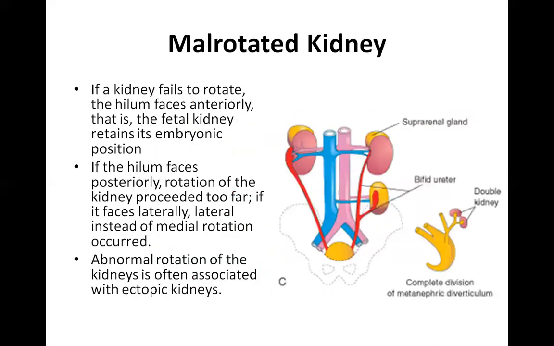Then there is a malrotated kidney. When the kidney fails to undergo normal 90-degree medial rotation, then apart from the ascent, there may be a malrotated kidney as well. If it does not rotate 90 degrees medially, it might rotate 90 degrees laterally also. Such a condition is known as malrotated kidney. Abnormal rotation of the kidney is often associated with ectopic kidney.